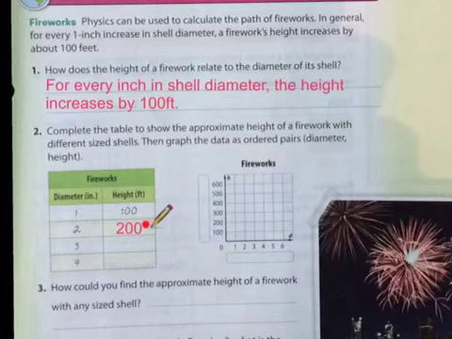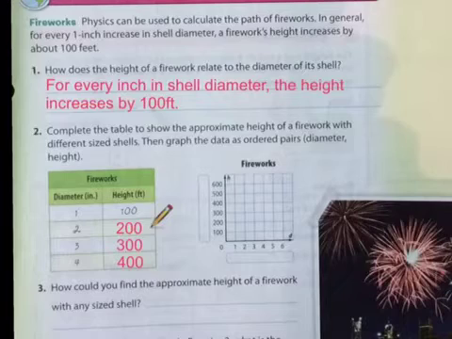Now, it's not going to double each time, boys and girls. It's just going to be added by an additional 100 every time there's 1 extra inch of diameter. So don't make the mistake of going from 200 to 400. No, each one here is worth 100. So 100, 200, this should be 300. And there we have it.